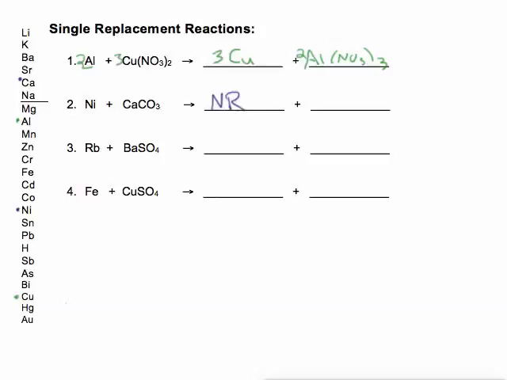Let's look at number 3. We've got Rb. You might notice Rb is not on the list. And you might also notice that there are more metals than exist on this list. But we will consider that any metal not shown here is so low in activity, it's not going to participate in these reactions. So Rb is not on the list. It has to be lower than barium. So this is another no reaction.